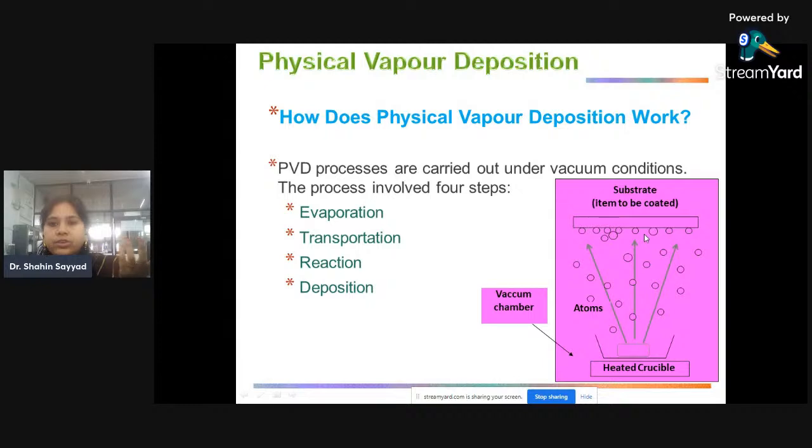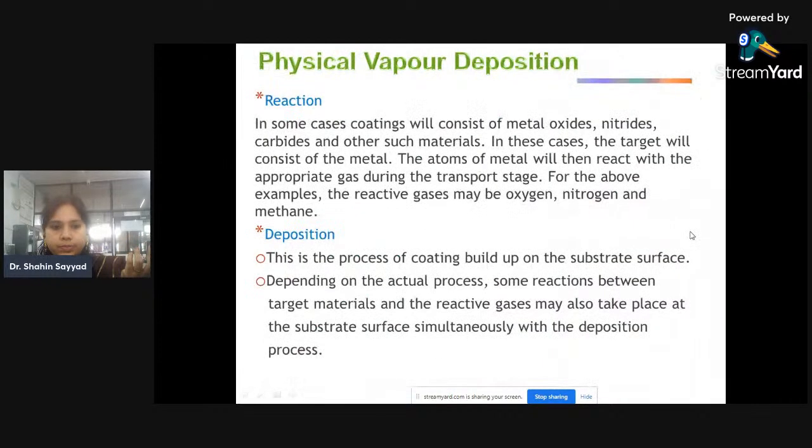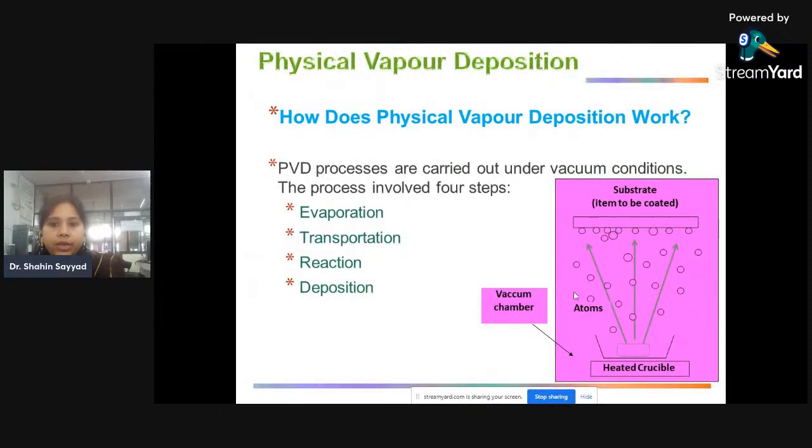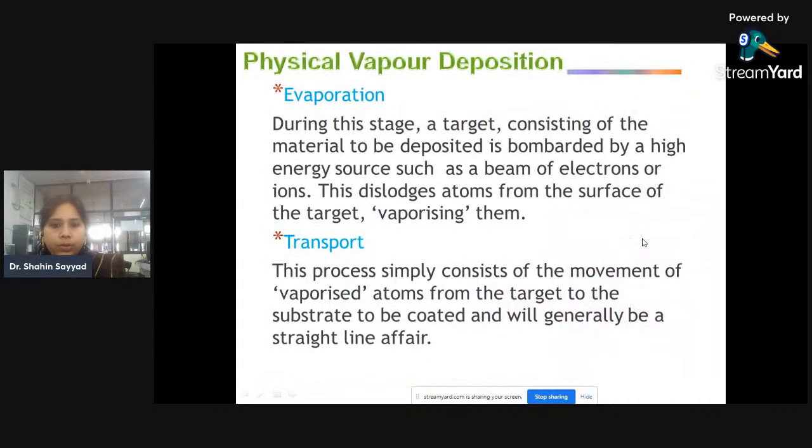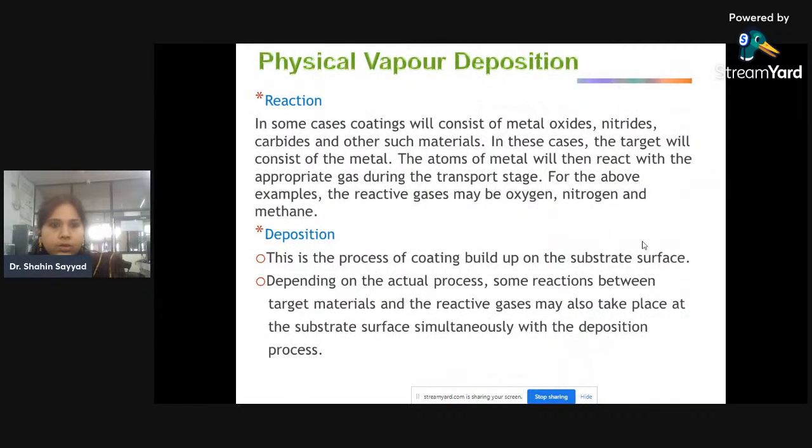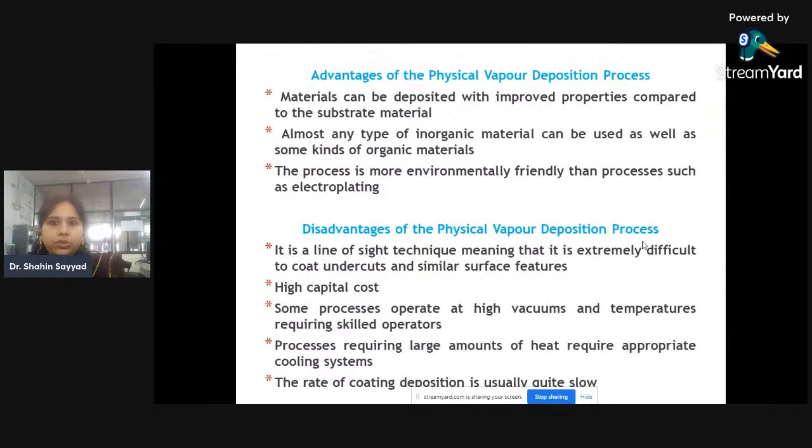Okay, and last is your deposition method, and now the atoms will be deposited at the substrate. Okay, so this is the process of coating build up on the substrate surface. So depending on your condition, reaction and deposition can occur simultaneously or differently. यानी आपका रिएक्शन और डिपोजिशन साइमल्टेनियस भी हो सकता है या पहले रिएक्शन आफ्टर डिपोजिशन भी हो सकता है. So it's depending upon the condition which you are giving. Okay, so this is all about the physical vapor deposition process.